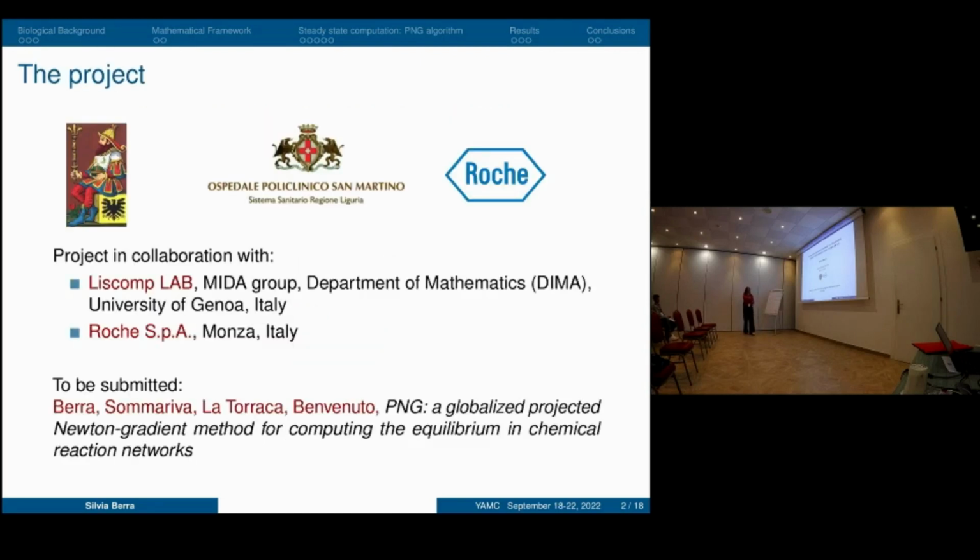So my work is inserted in the context of LISCOMP Lab, that is a computational laboratory that is part of the MIDA group inside the math department of the University of Genova. I also collaborate with San Martino Hospital, because the LISCOMP Lab is physically inside the hospital, and with a pharma company, Roche.